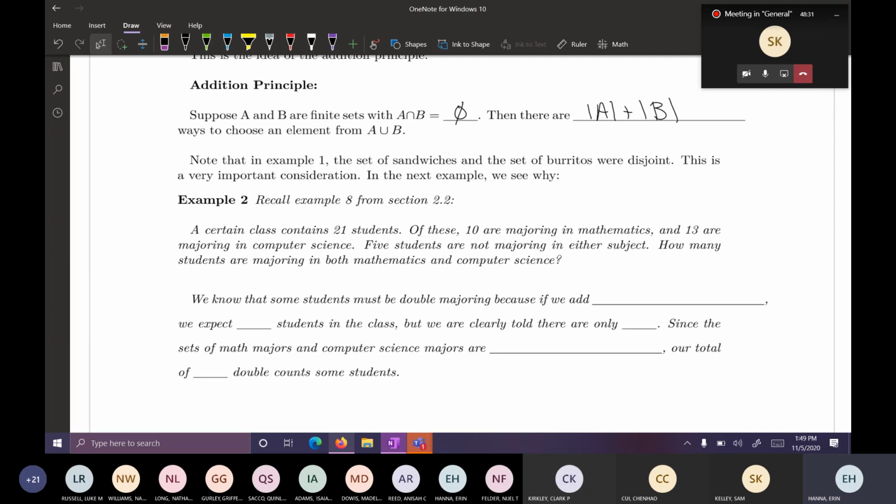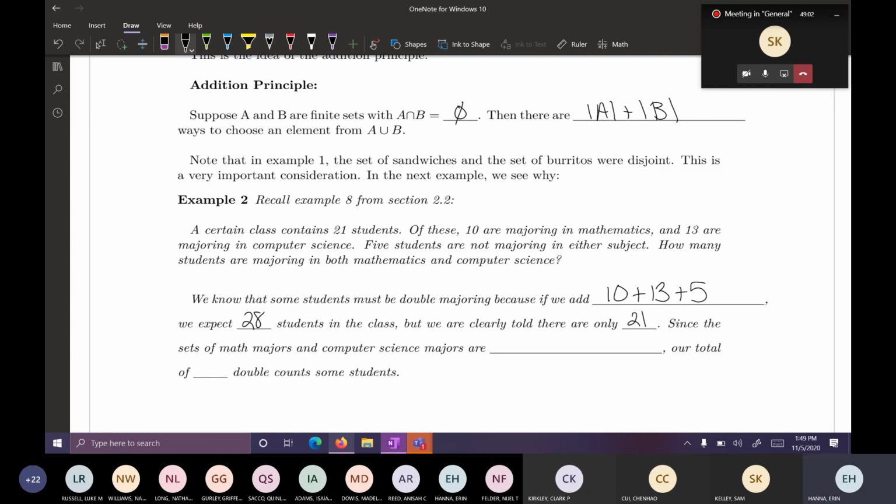So we know that some students must be double majoring because essentially if we were to add the 10 people that are majoring in mathematics and the 13 people that are majoring in computer science and the 5 people who are not majoring in either of those, you get 28 people. 28 people is not 21 because we're clearly told that there's only 21 people in that class. So obviously there's some kind of overlap that's not being stated in this question.